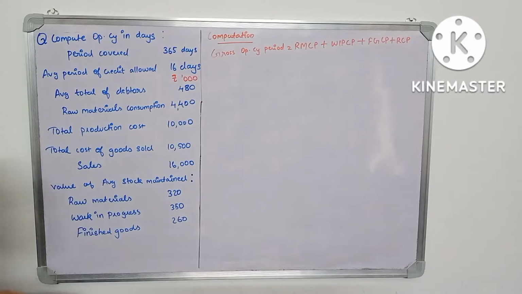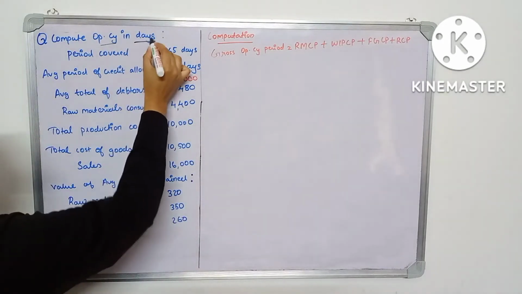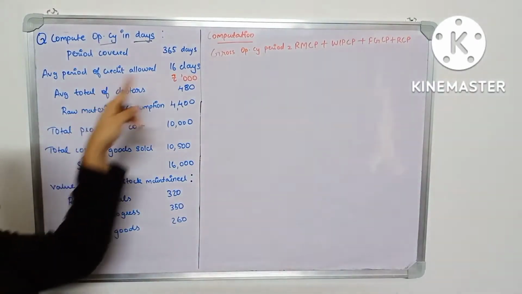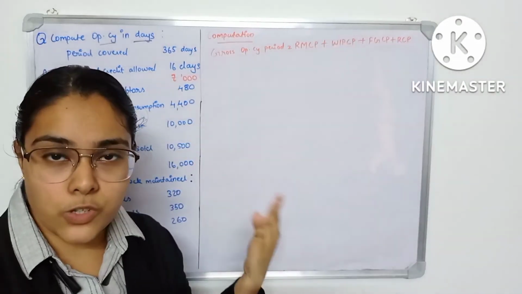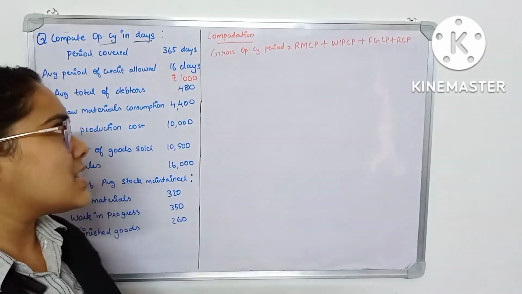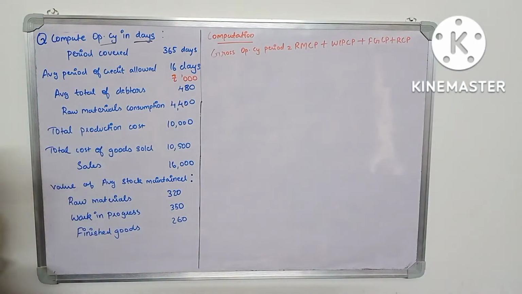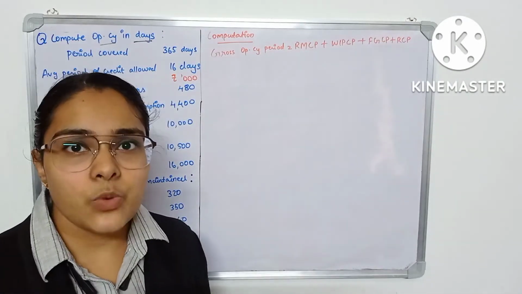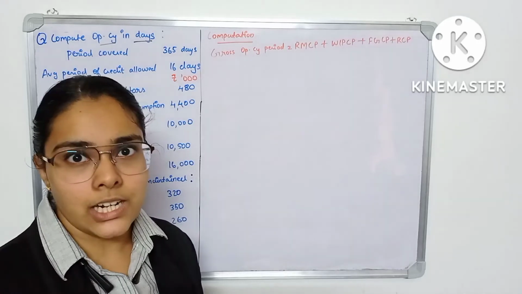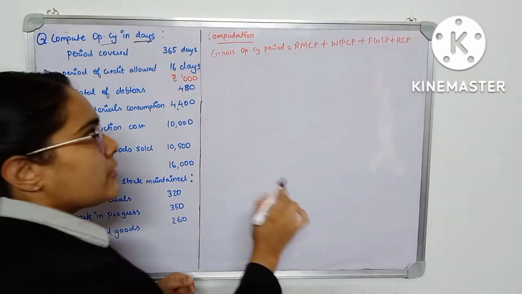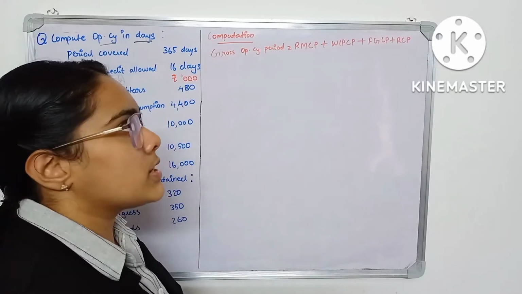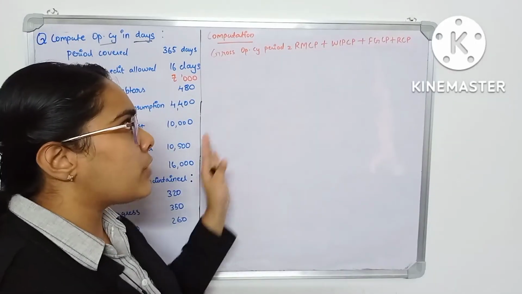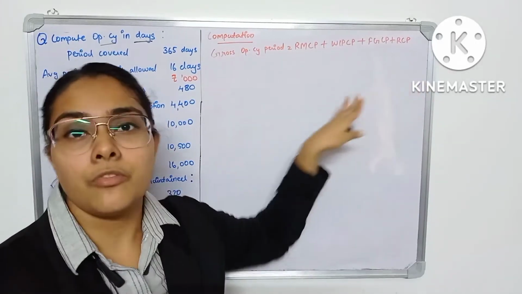Here we are asked to compute operating cycle in days. That means we have to multiply the items with 365 days. In the question it is already given as 365. Even if it was not given, we would have multiplied it with 365 days. Now we have to compute the net operating cycle conversion period. For that we first have to calculate the gross operating cycle conversion period. The formula is raw materials conversion period plus work in progress conversion period plus finished goods conversion period plus receivables conversion period. So we have to find out the value of each item in terms of days.